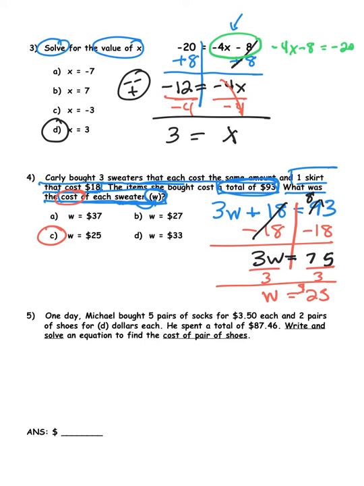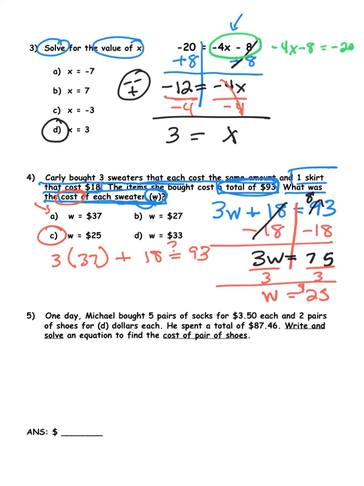Another strategy you could have used would be to multiply each one of these answers. For example, they gave us 4 different choices. I could have taken 3 times each one of them. Right now I'm using choice A, and then added 18 for the skirt and ask myself, is the answer 93? Is that true? So that would be another strategy if you weren't quite sure how to write the equation.